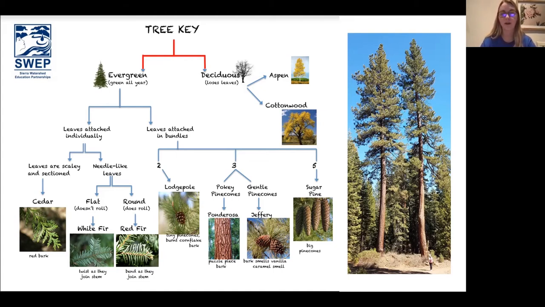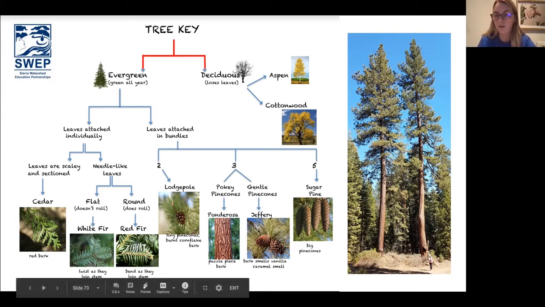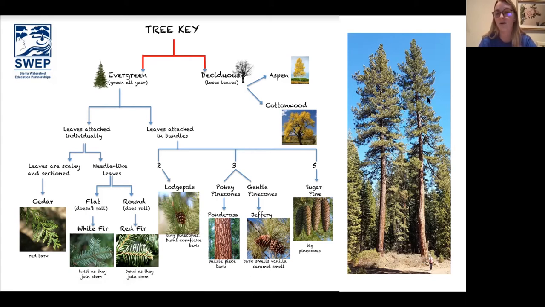So the way that this works is that it asks you one question at a time and you get two answers and you pick one or the other. So it's a this or that answer. And then you keep on following your way along the tree key until you get to the tree that you're trying to identify. So for example, if in this photo I am this person and I am standing in the forest, I'm looking up at these trees and I want to identify it, but I don't totally know where to start, I would pull out this tree key. You can print at home or you can write it down on a piece of paper like I would have to because I don't have a printer.